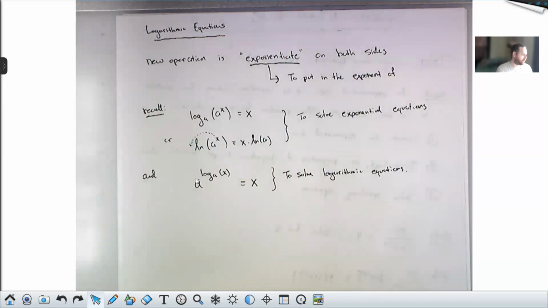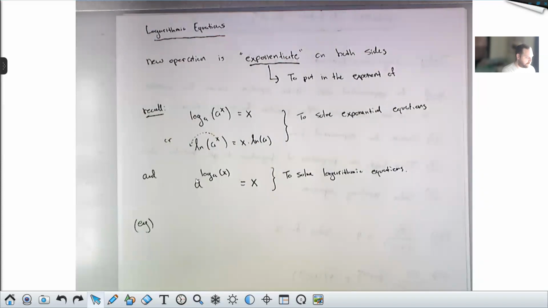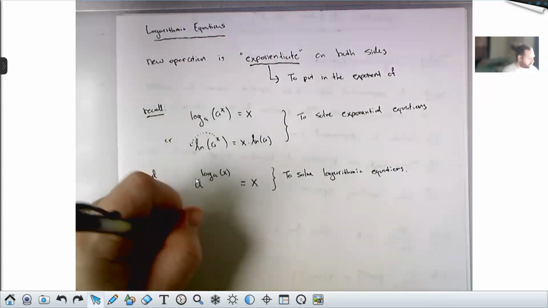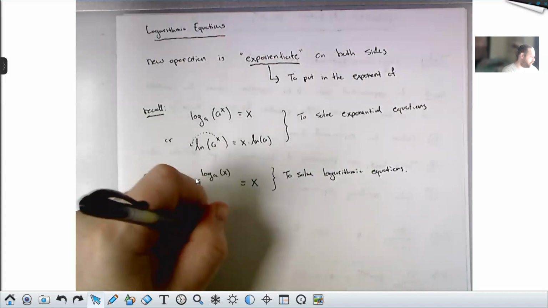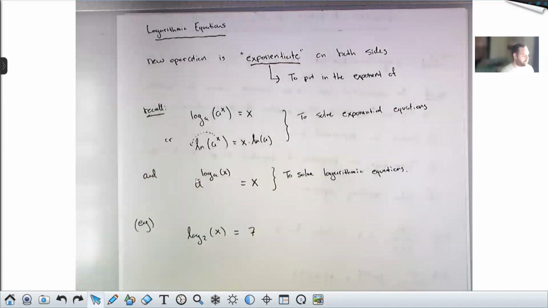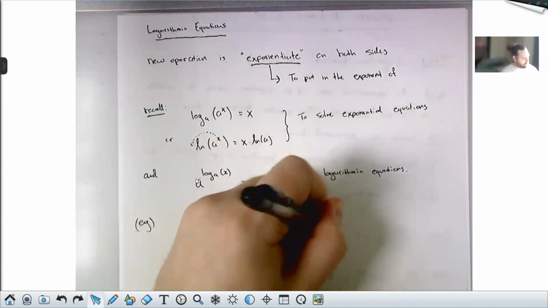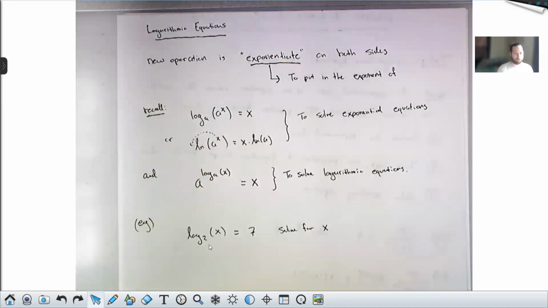So the fundamental idea here, let me just show you an example. If you have something like, let's say, log base 2 of x equals 7, and we want to solve this for x, this would be a logarithmic equation because my variable is stuck inside of a logarithm. And after you've isolated your logarithm, this is generally what you're going to be looking at, something like this for even more complicated logarithmic equations. To solve something like this, we're going to use this property.